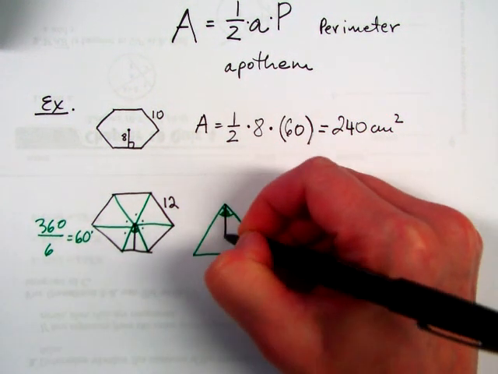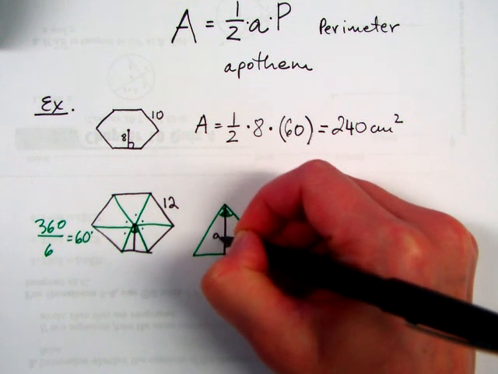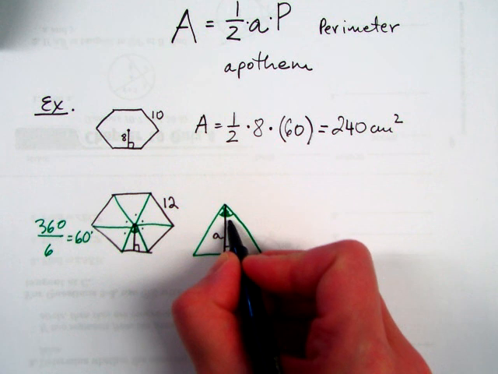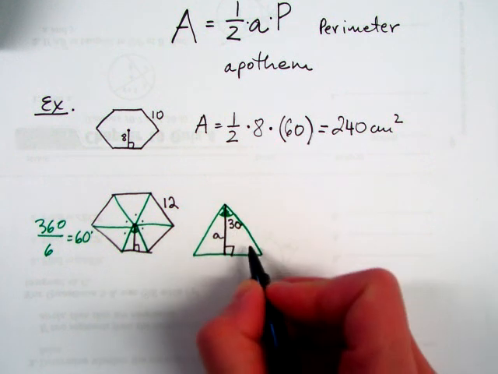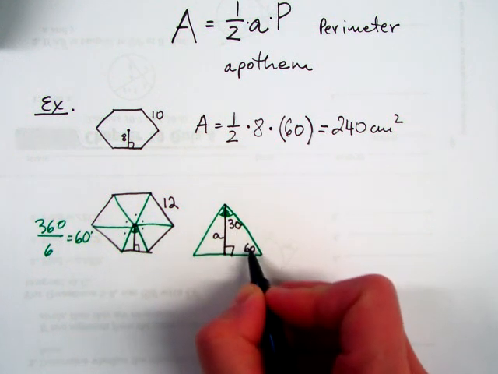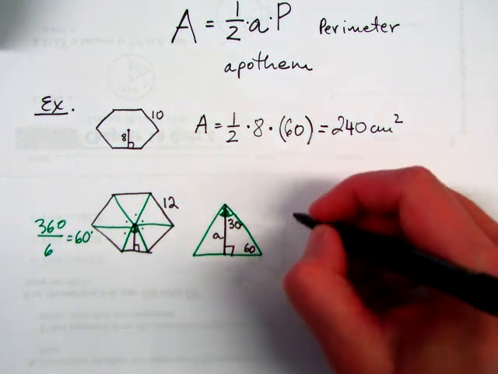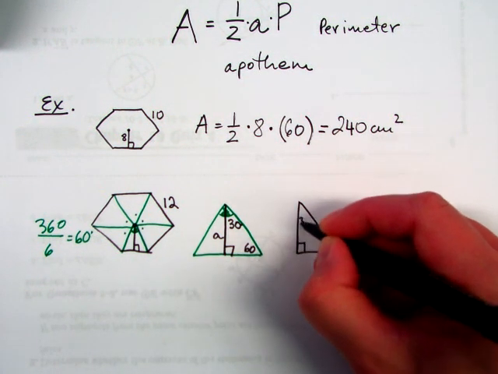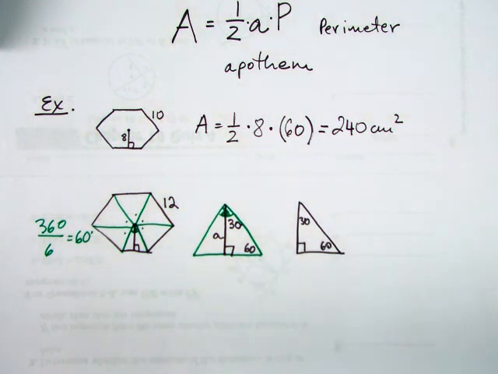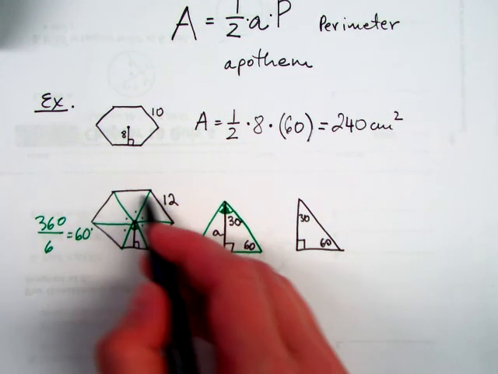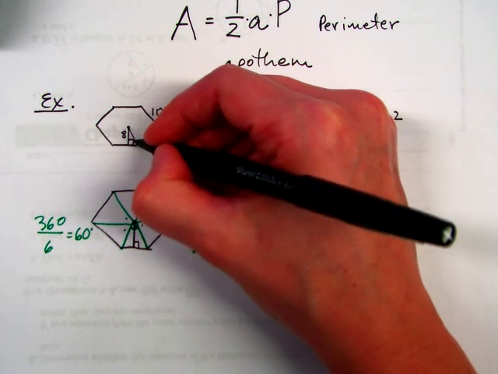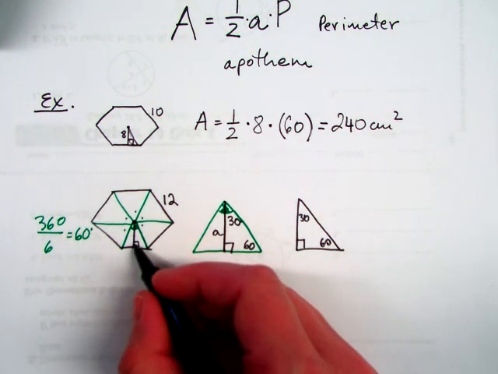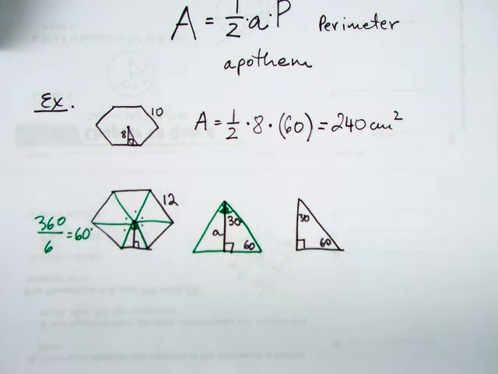If you drop the apothem right here, what is this angle here? 30. What is this angle here? 60. I'm showing you a different way of finding this, because essentially what it comes down to is it creates a 30-60 triangle. So now you just need to memorize: anytime you have a hexagon, it makes a little triangle in here that allows you to find the apothem, no matter what you have, using the 30-60 triangle.